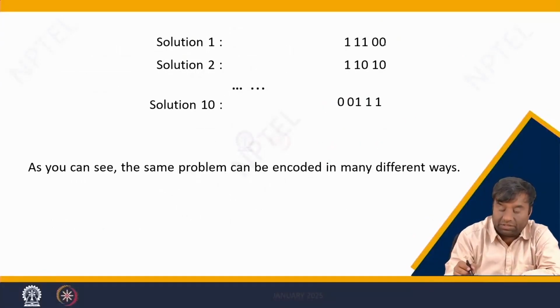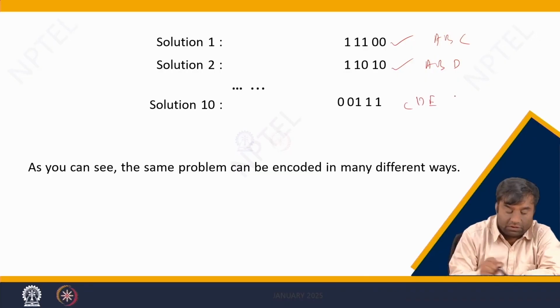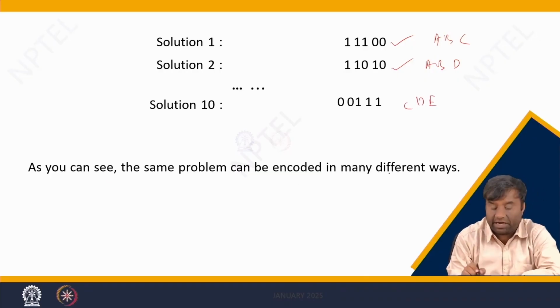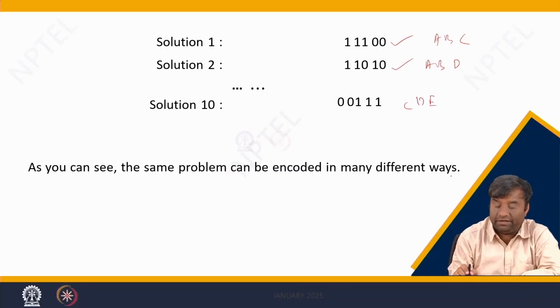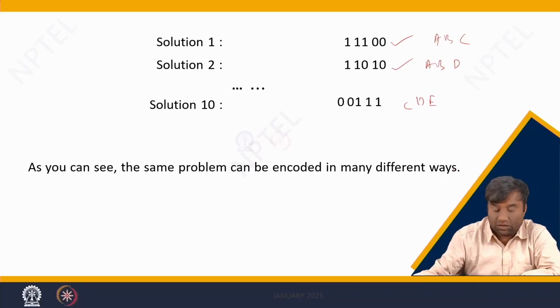So solution 1 represents these things, solution 2 represents these things, and this represents C, D, E. As you can see, the same problem can be encoded in different ways.